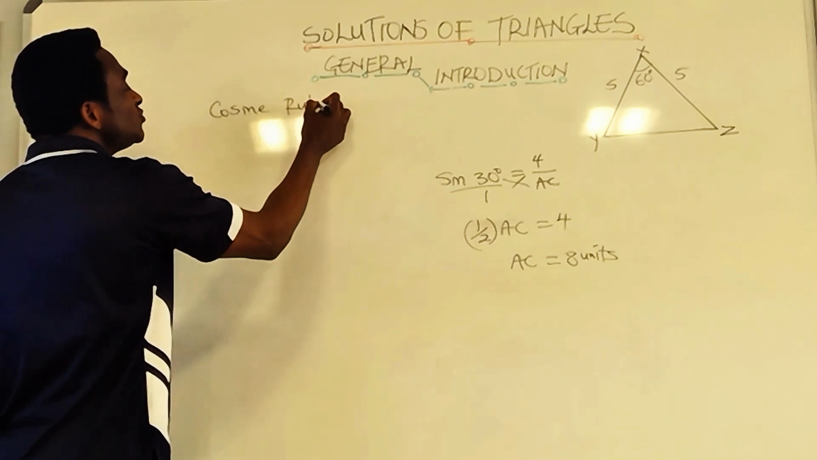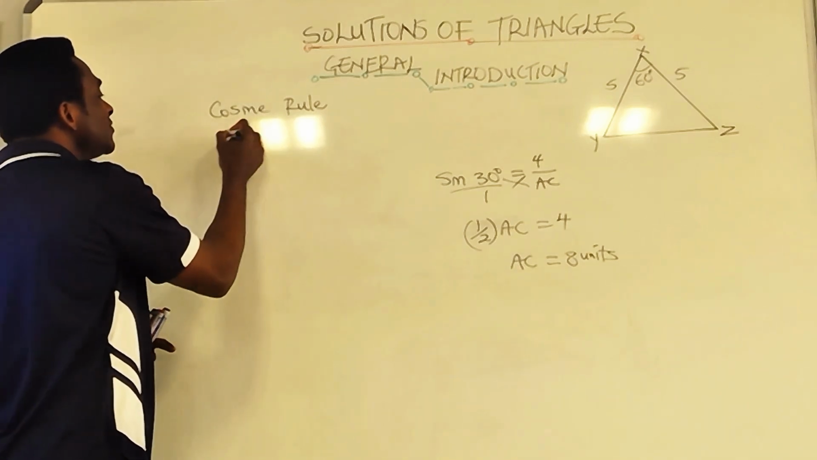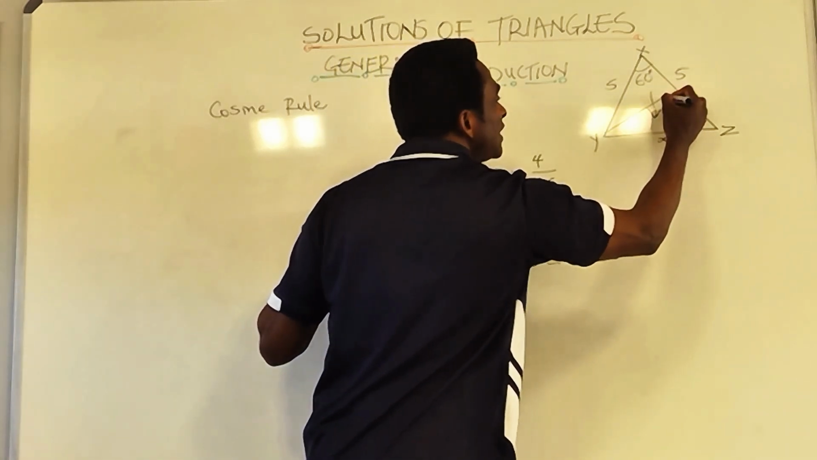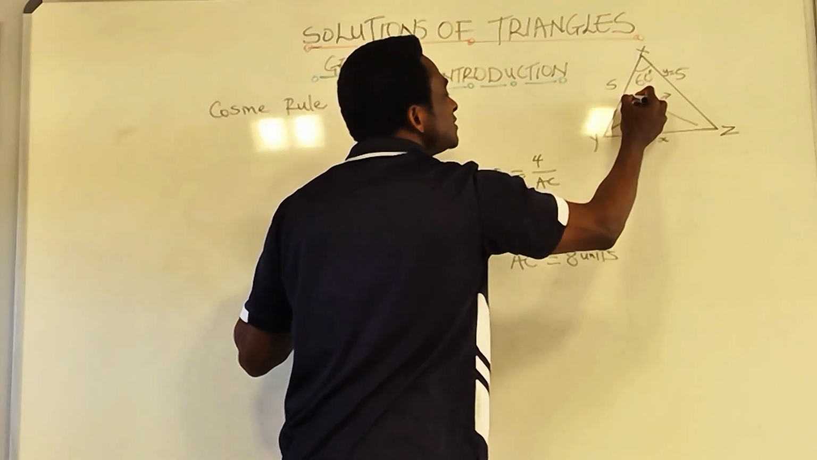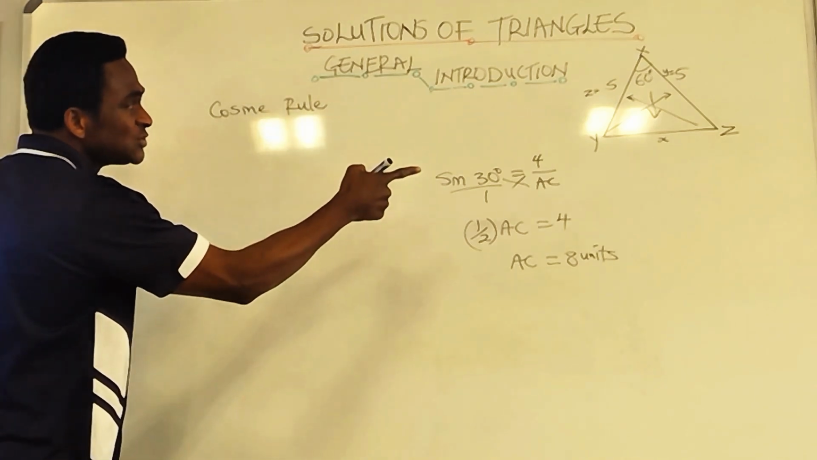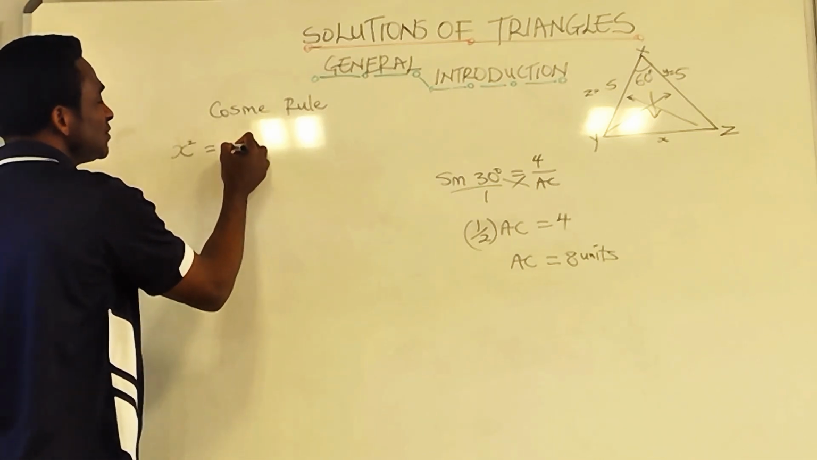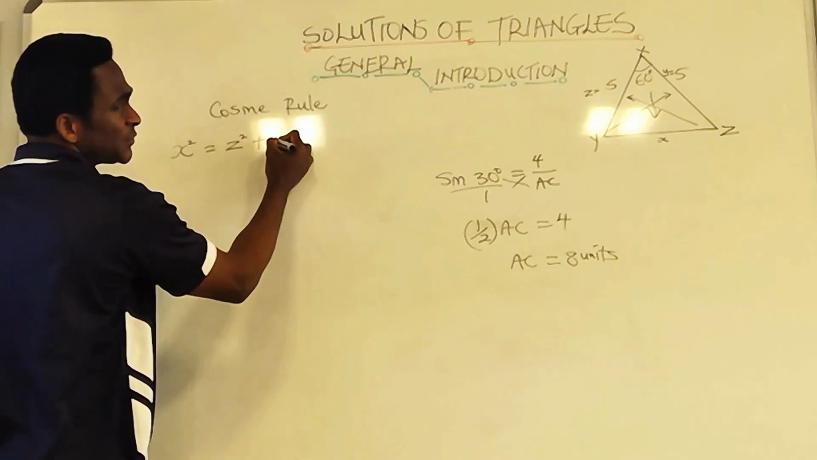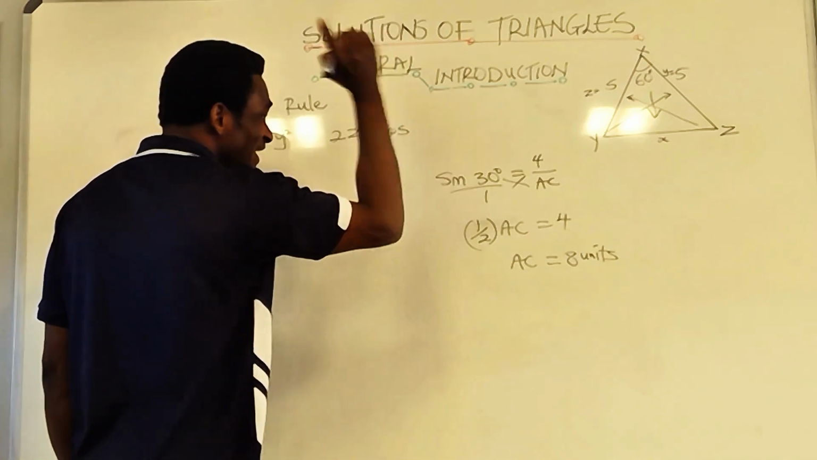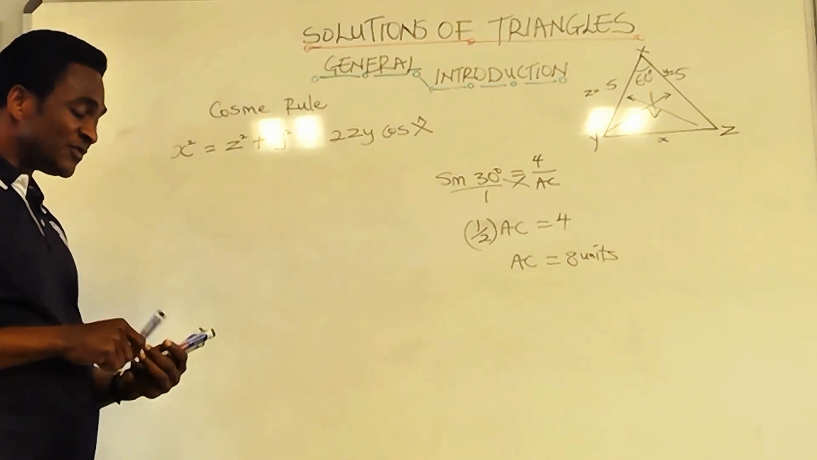Remember this case? Two sides given with an included angle, we use the cosine rule. Cosine rule says that for that, this is our little letter x, this is our little letter y, and this is our little letter z. So for us to get the length yz, which is little letter x, we have x squared is equal to z squared plus y squared plus 2zy cos of the included angle, which is x in this case. So that is the cosine rule. That is one of the conditions.